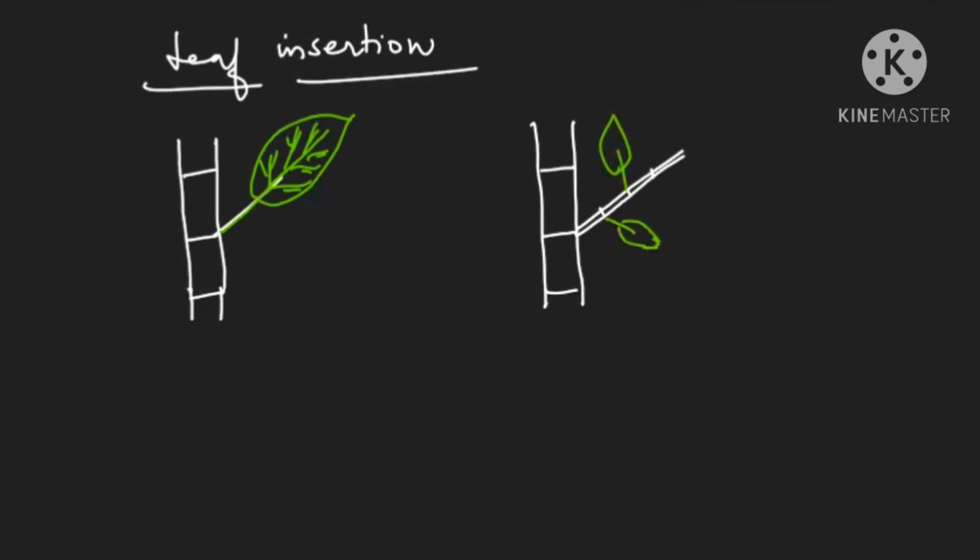Now see another, third diagram. Try to understand the diagram carefully. This is your reduced stem, and this is the root which is storing the food. Let us assume this is the carrot. Okay, and now you're finding the leaf is present on the reduced discoid stem.